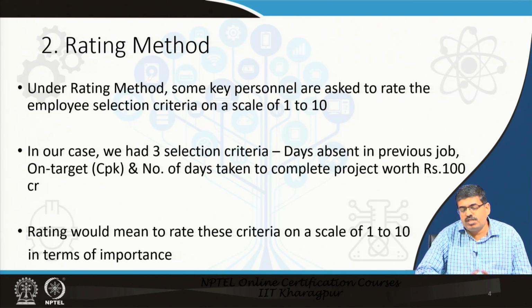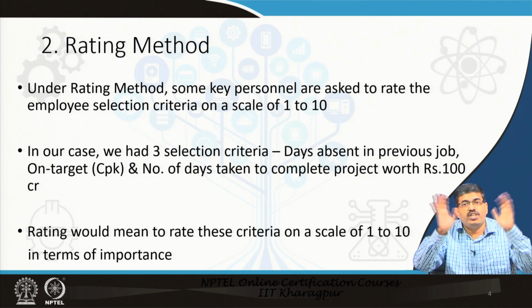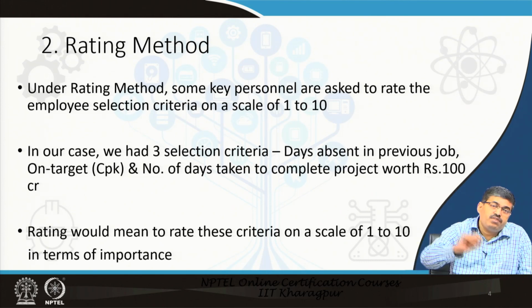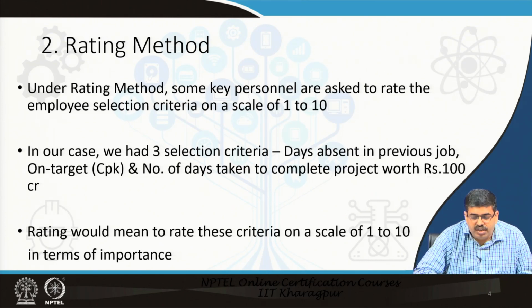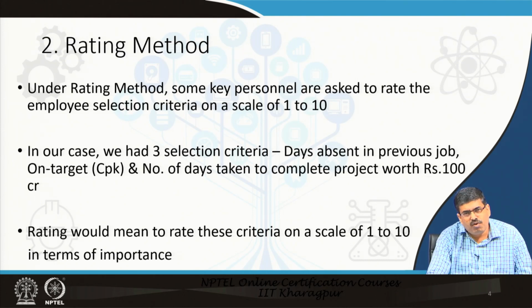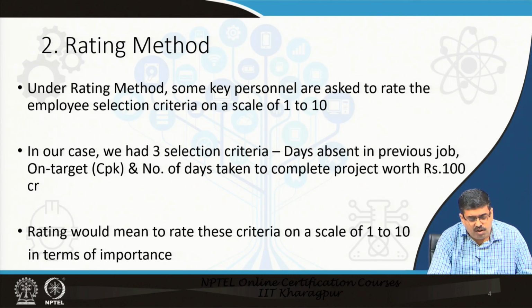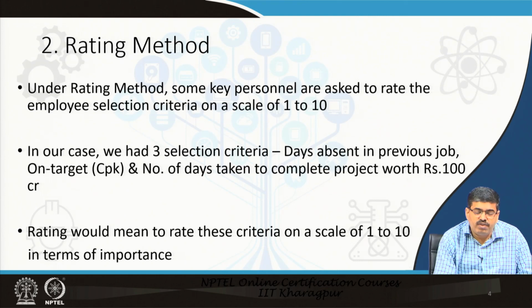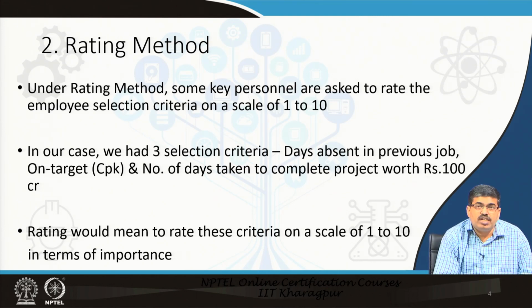That means we have 3 criteria. Now, for an organization, they might say that number of days taken to complete the 100 crore project is very important, and they give it 7 on a scale of 1 to 10. Days absent does not matter, so it is not important, and they give a rating of 3. On target is very important, so they will give it 5. So 3, 5 and 7 they can give. Okay, so this is the rating method.